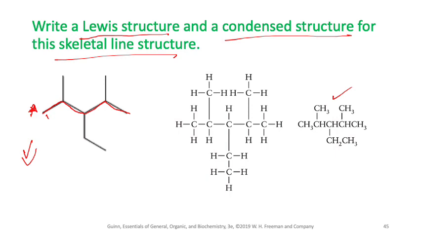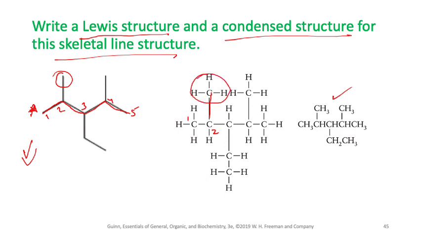Right, so how many carbons do you have in there? 1, 2, 3, 4, 5. So write the loose structure. The first carbon has 3 hydrogen atoms attached to it. The second carbon has 1 branch. So we're going up. This is a branch.